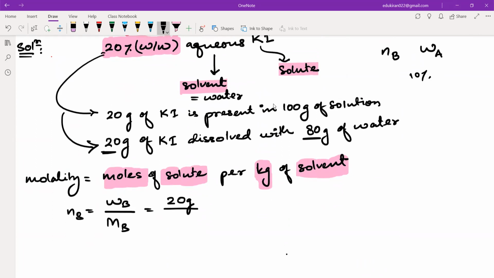Molar mass, I will tell you now. For KI, it is equal to 166 grams per mole. So grams and grams will cancel each other. Now I'm just keeping it here.